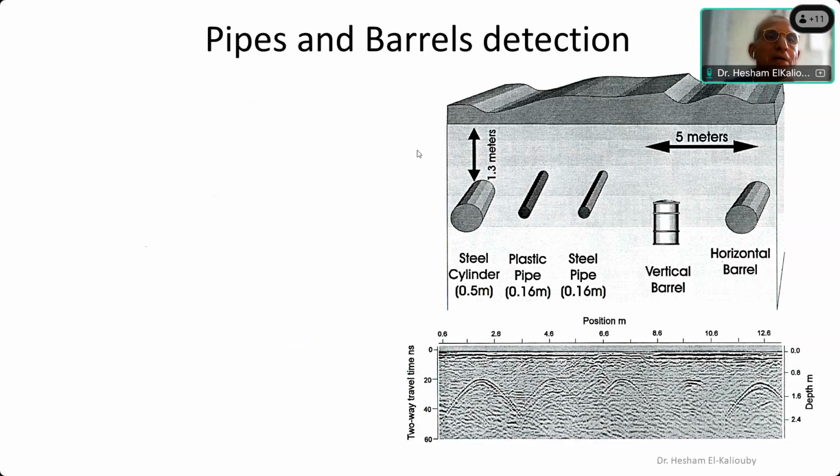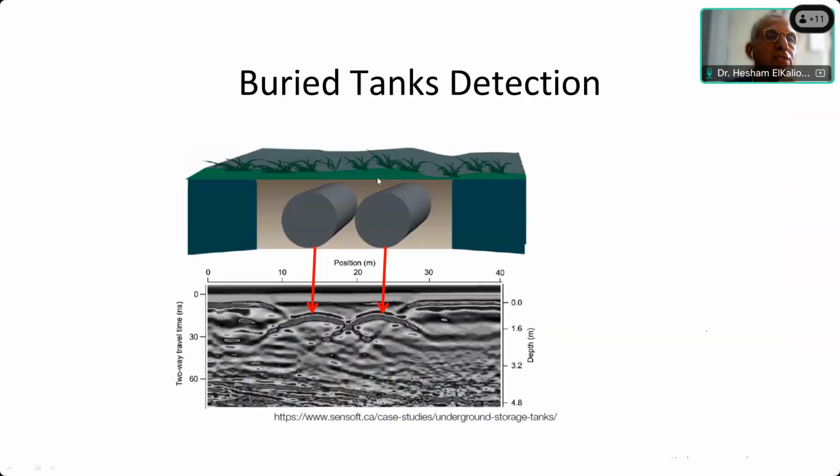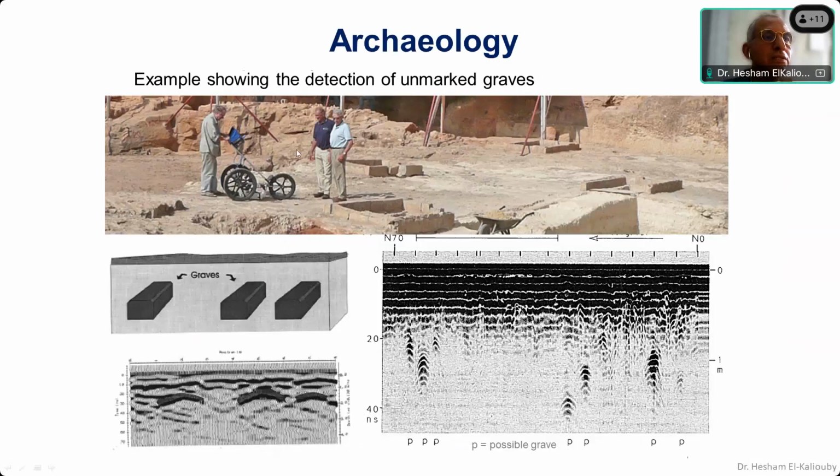You can see here barrels or pipes. It can also show it in a cross section or through depth slices or time slices in this case. Again, this is buried tank detection or underground storage tanks. It can also be used for utility detection like sewer, gas and water pipes, electrical and communication cables. All of these can be detected by GPR. Again, as I said, in archaeological studies it can detect graves or tombs very easily. GPR is very useful in archaeological studies because once it goes inside and outside, the site does not undergo any digging or change. This is very important for archaeological investigations.